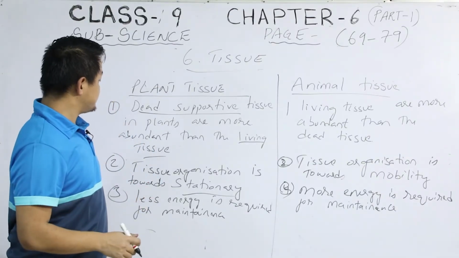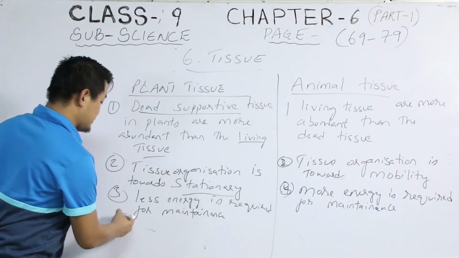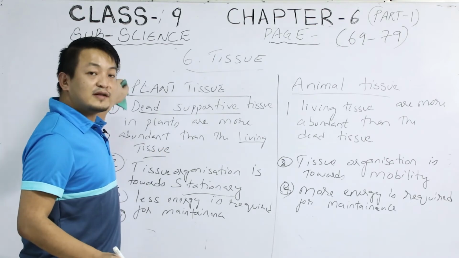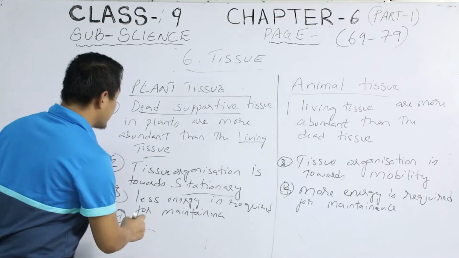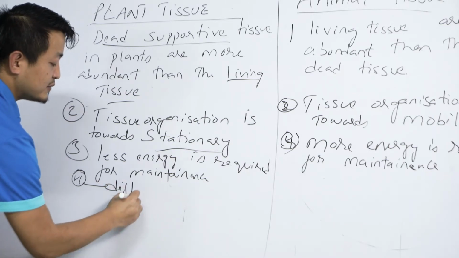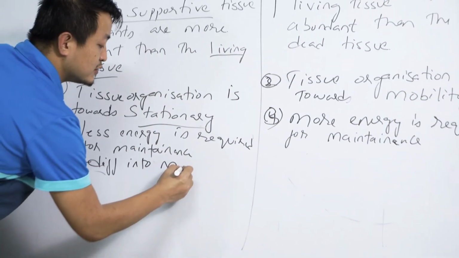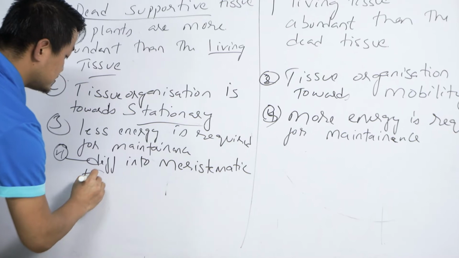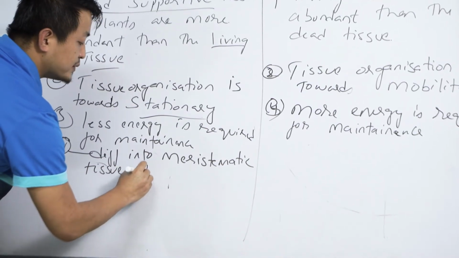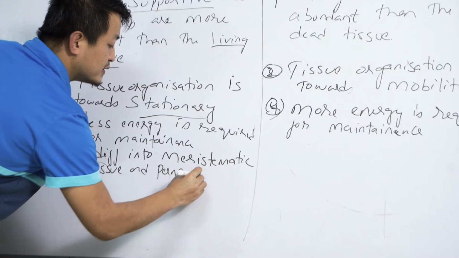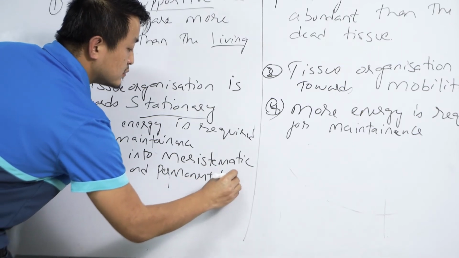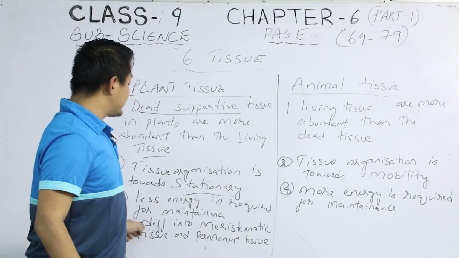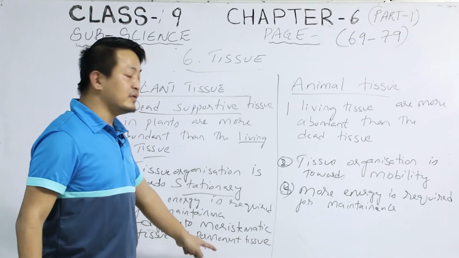Okay, so students, I'll write the fourth point here. Under the plant tissue, they can be differentiated into meristematic tissue and permanent tissue. Okay, permanent tissue. Clear? Under the plant tissue, you have to know that they can be divided. They can be differentiated into meristematic and permanent tissue.